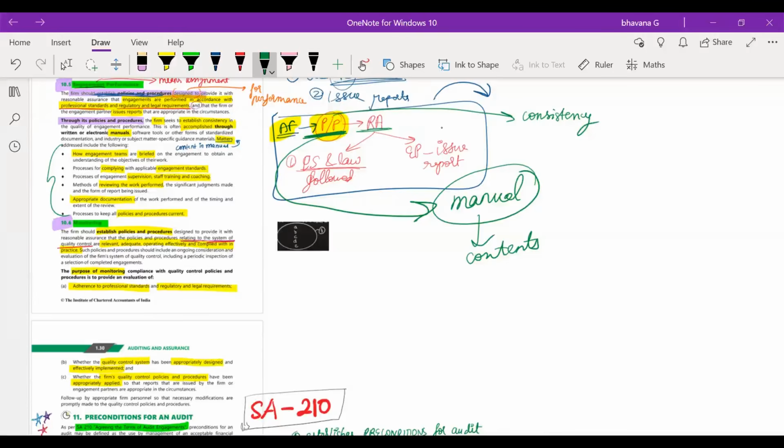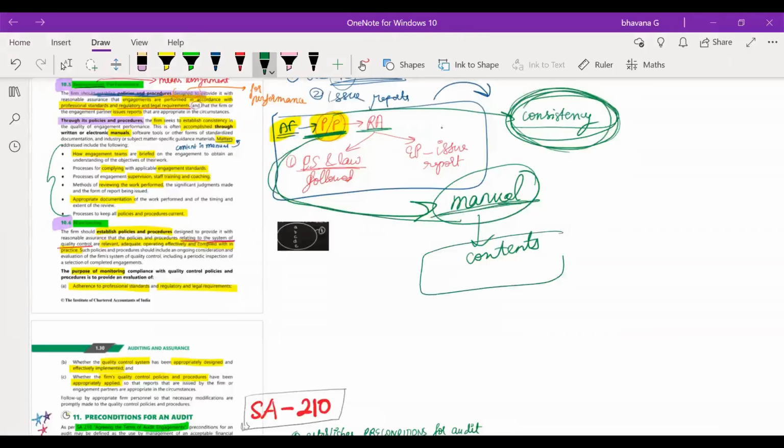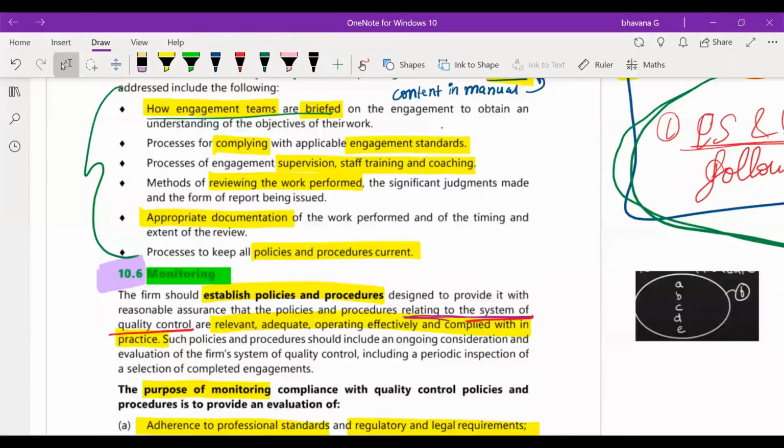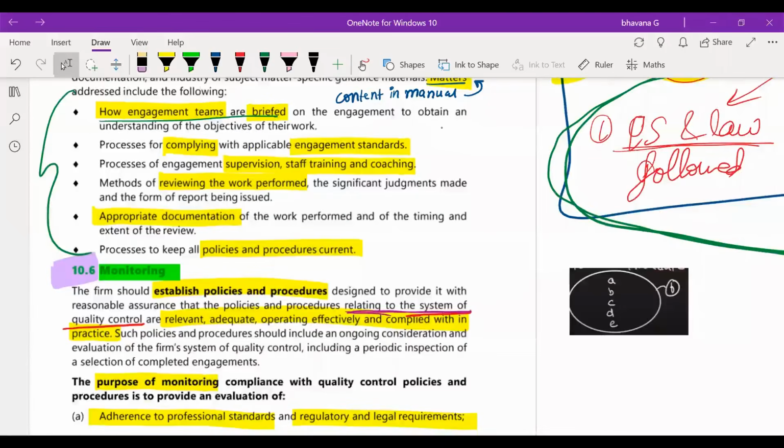Why are the policies and procedures made? They are made to bring consistency. Okay, so these policies and procedures will be written in a manual. In this manual, a few contents will be there. What are the contents is what we are going to see. First is how engagement teams are briefed on the engagement to obtain an understanding of the objectives of their work. So there must be a policy and procedure written which states how the engagement team who is going to go and do the audit is going to understand their work.